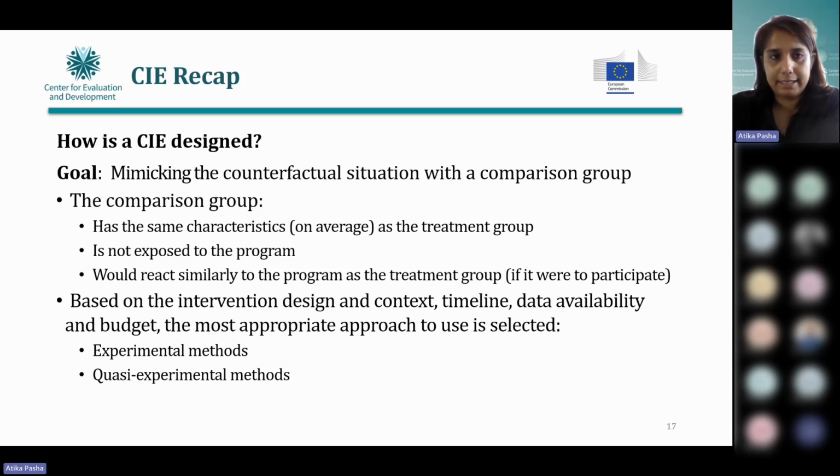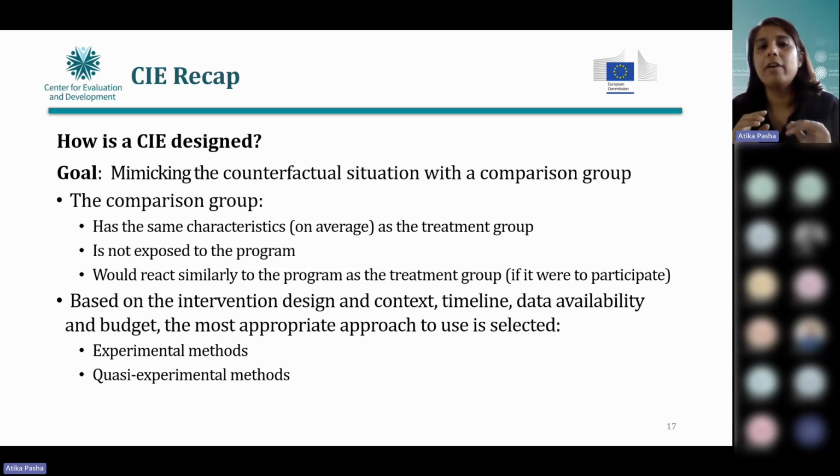So how do we design it? Again, as I said, we now need to create our counterfactual situation, or mimic the counterfactual through the creation of a comparison group. And of course, if we are creating a group to compare our beneficiaries to, we have to make sure that one group is not a set of apples and another group a set of oranges. We need to be able to compare red apples with as red as possible apples. And this is basically the main premise of a comparison group.